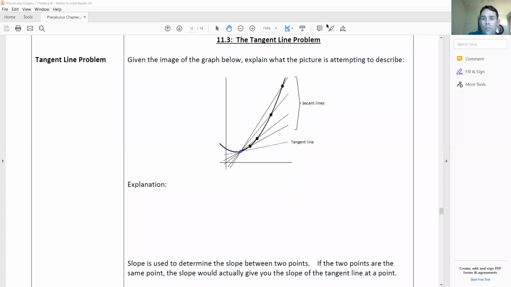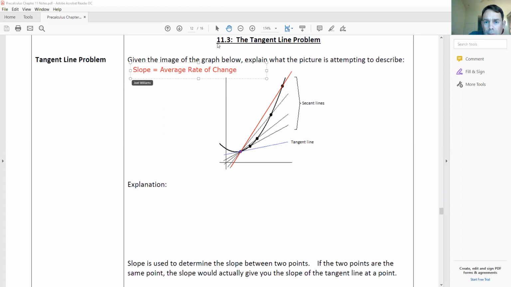Now, over time, what ended up happening here is math people started looking at slope in general. And they started thinking, well, this idea of slope allows us to figure out the rate of change over a period of time. So slope came to be known as essentially average rate of change. So slope is the average rate of change.